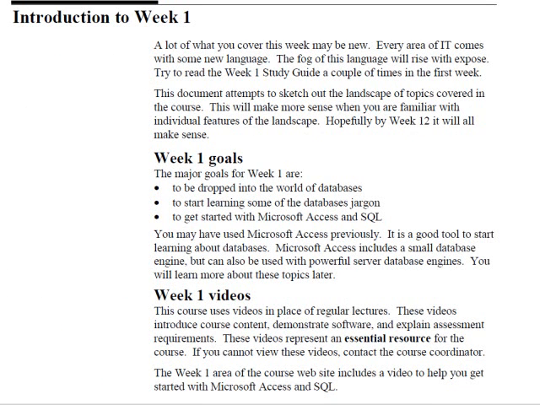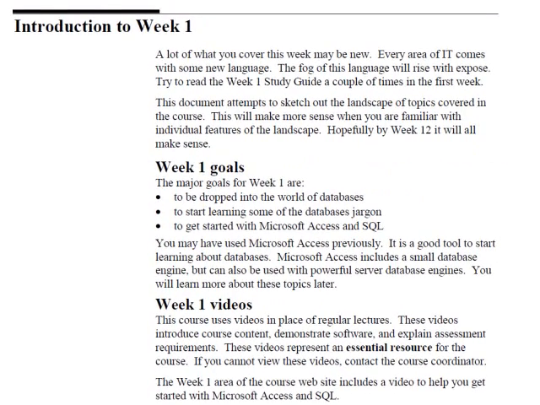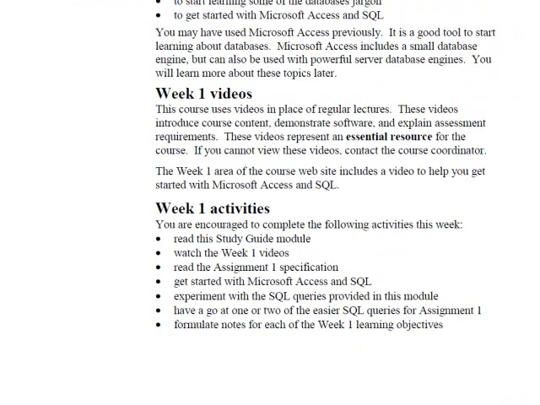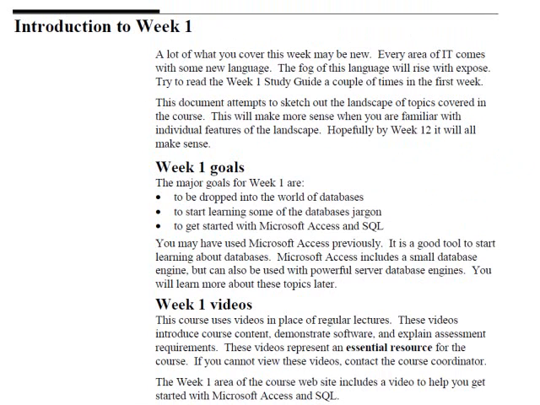So each week, the study guide will have a section like this, which introduces you to that week. We'll identify major goals for the week, talk a little bit about videos, and identify what you need to do, the activities for that week. So the major goals for week 1 are, we just want to throw you into the deep end. We want to get you rolling. We want to start your familiarization with some of the jargon from the world of databases, and we want to get you going with Microsoft Access and SQL.